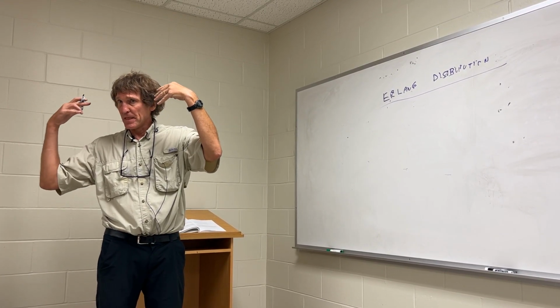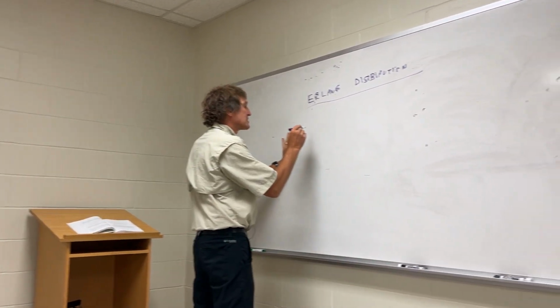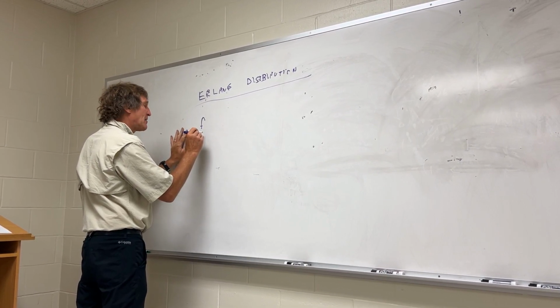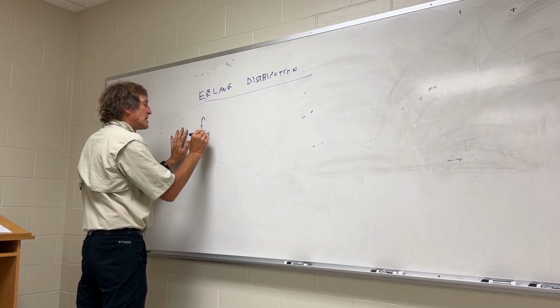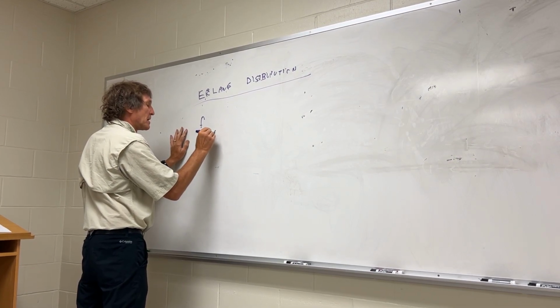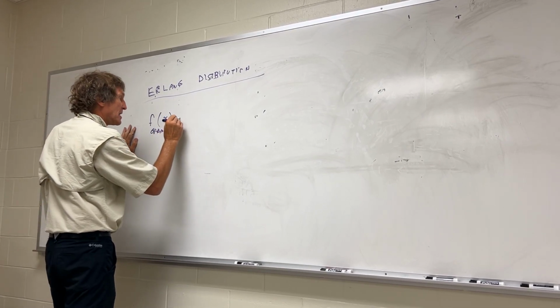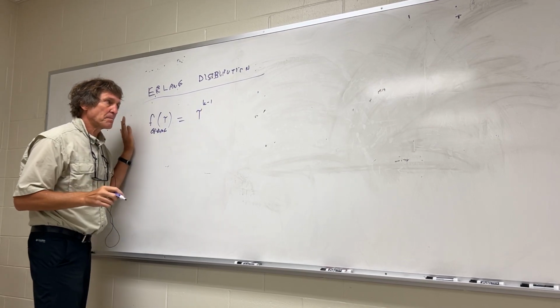But that's how this thing's crafted, the verbiage here. So for an Erlang distribution, he uses tau, and I'll use tau too. So he says for an Erlang, right here, this is the density function. I'm going to use tau, not t. It's going to be this density function to the k minus 1.